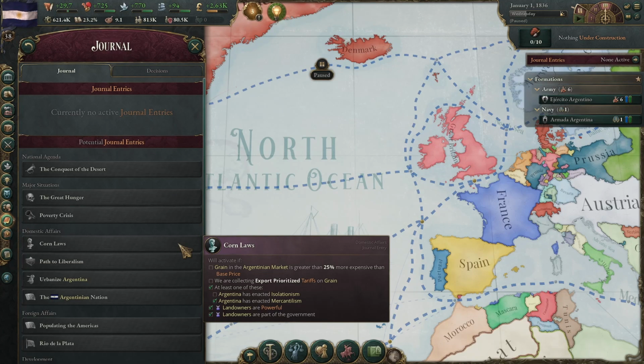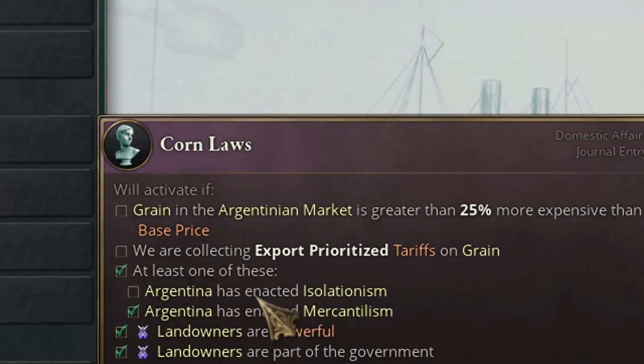Hello and welcome. Today we're going to be talking about the corn laws. You can find them in the journal, and if you mouse over corn laws, you will see the requirements for them to enact.